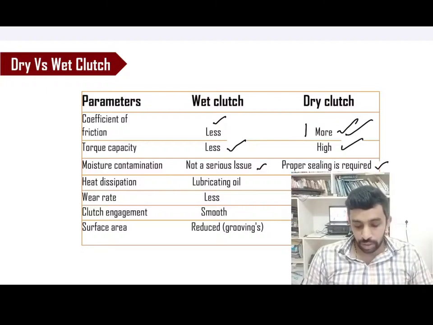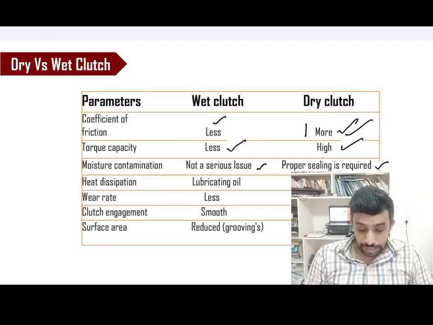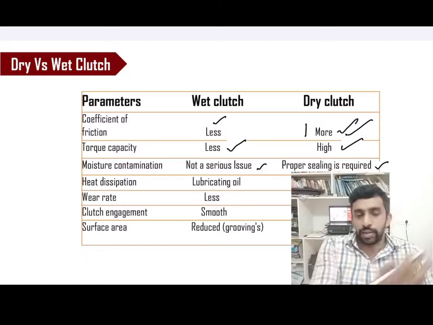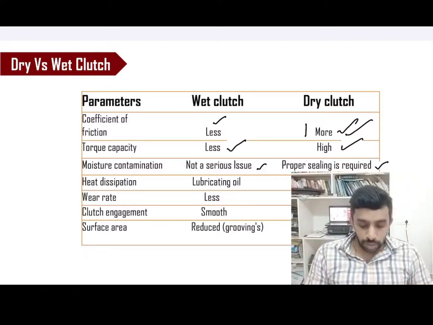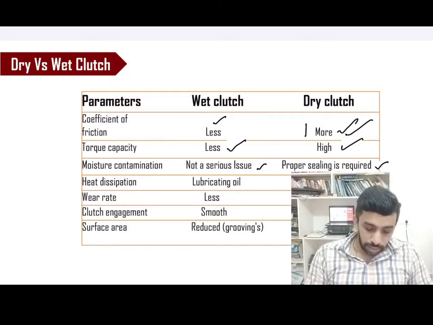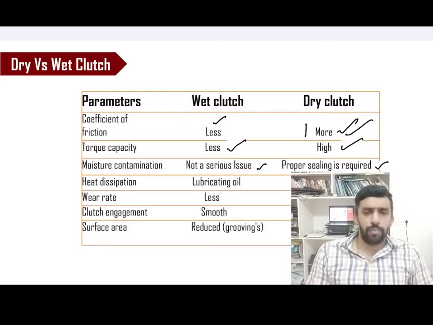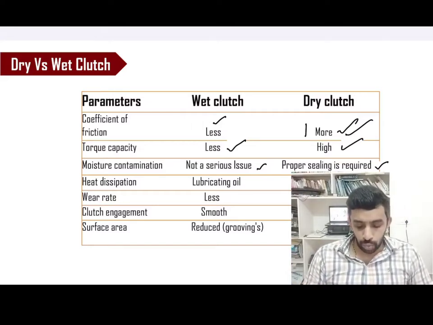And moisture contamination is not a serious issue in the case of a wet clutch, but that is not the scenario in dry clutch. Even moisture contamination can affect the performance of a dry clutch. So definitely we need some kind of sealing. We have to prevent the clutch from being exposed to the dirt or the moisture. And heat dissipation, because of the presence of the oil, is carried out by the lubricating oil in the wet clutch, and heat dissipation is very difficult in the case of dry clutch. Wear rate, clutch engagement and surface area are some of the other comparisons when we discuss dry and wet clutches. Basically in our automobiles we are using dry clutches. We don't have any kind of external cooling elements.